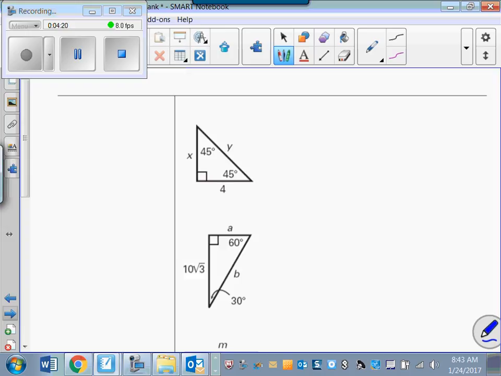All right, I know that these two will be congruent, so I know that x equals 4 right off the bat. What is y? Well, it's 4 times the square root of 2. Pretty easy, huh?